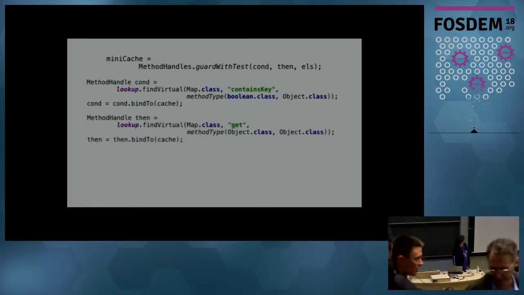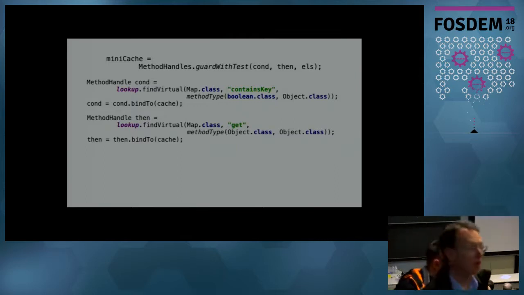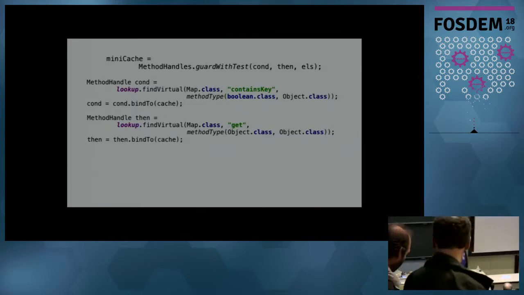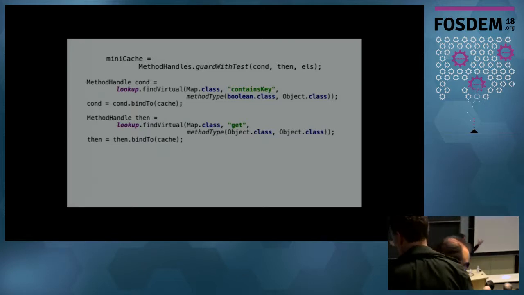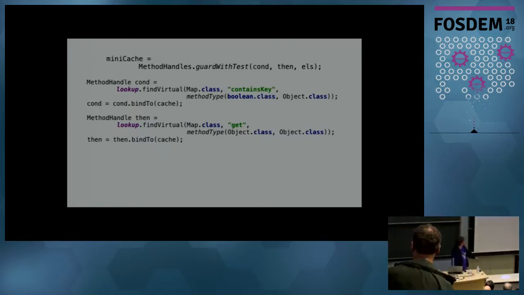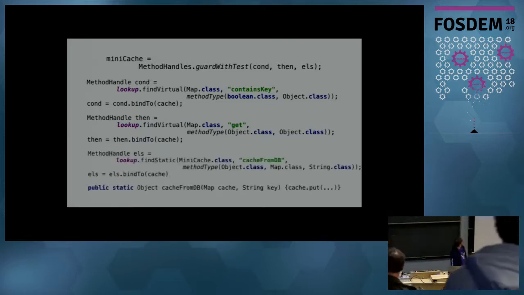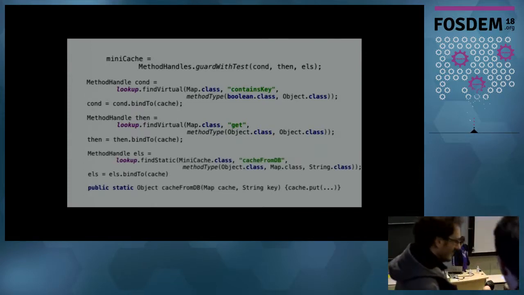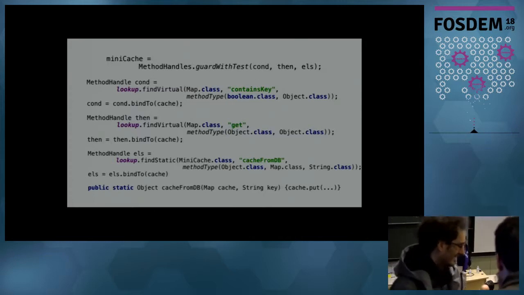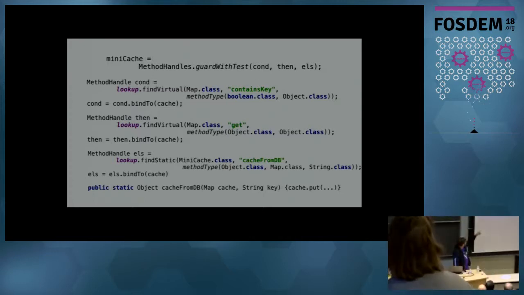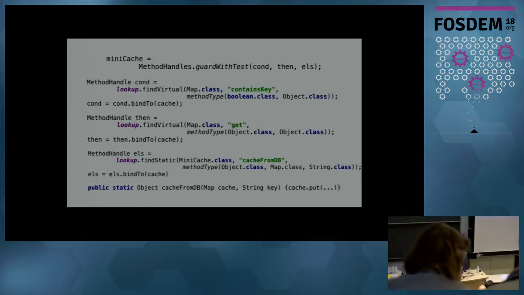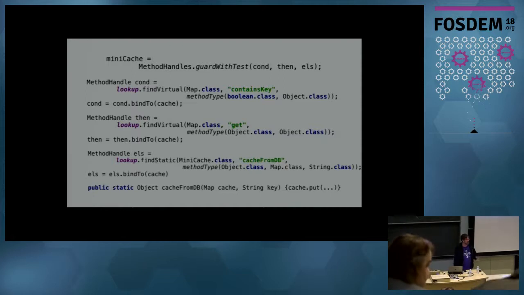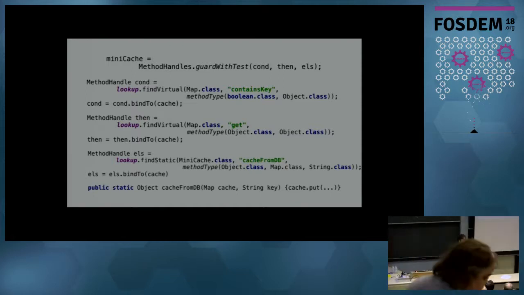Then we have our then case when we find the key. So now we will actually just go get the value out of the map. Again, we'll bind that to the cache. So now this will pull that element out of the cache and return it to us. And then we have our else. Our else is to pull it from the database and cache it in this hash object. And again, we can bind it and pull all of these together with our guard with test. Now we have a single method handle, a single callable object that does all of this conditional logic and then optimizes itself internally. Pretty cool.